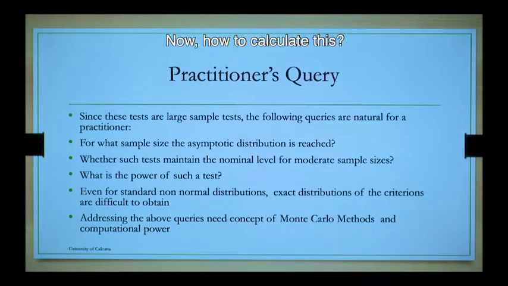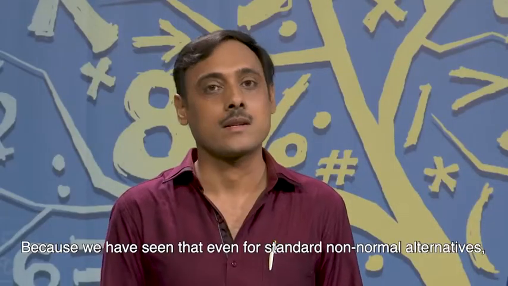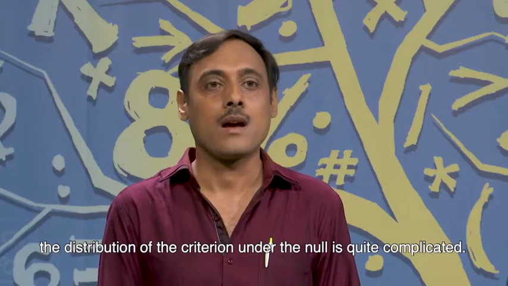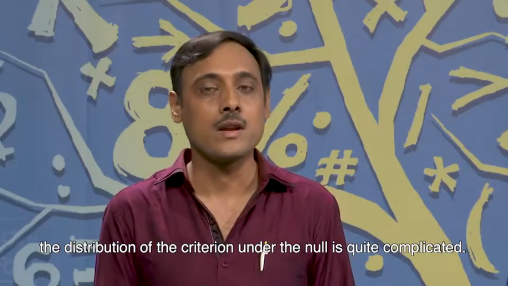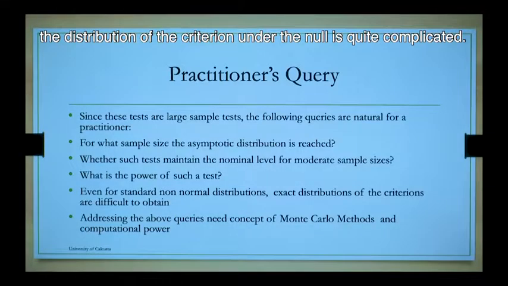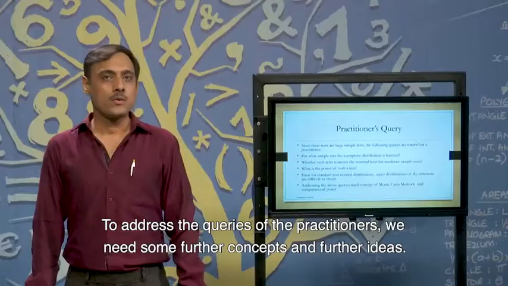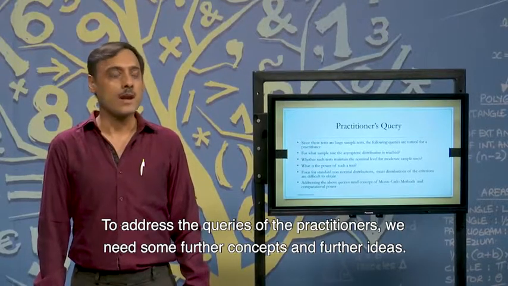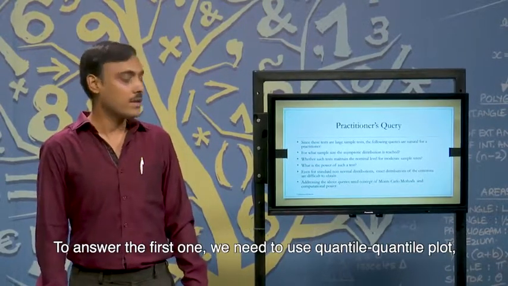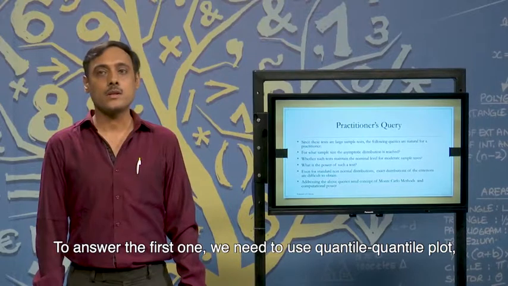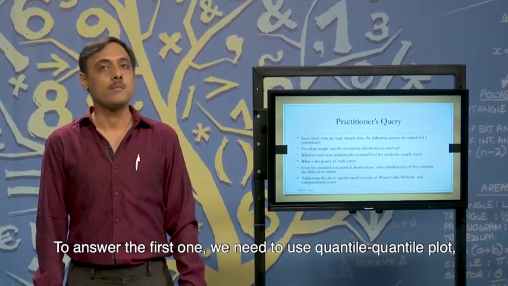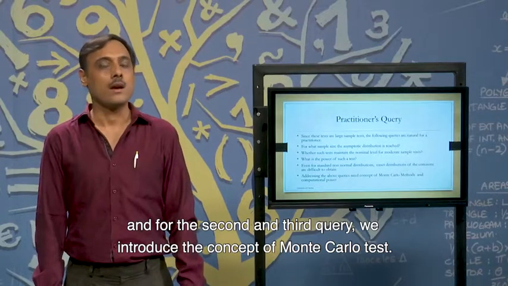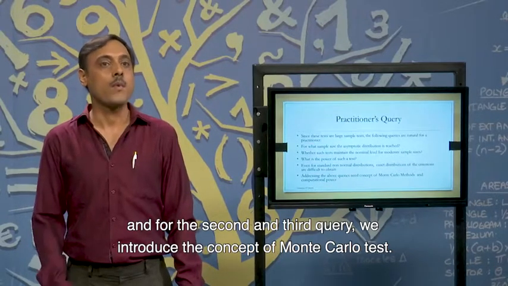Now how to calculate this, because we have seen that even for standard non-normal alternatives, the distribution of the criterion under the null is quite complicated, and to address the queries of practitioners we need some further concepts and further ideas. To answer the first one, we need to use the quantile plot, and for the second and third queries we introduce the concept of Monte Carlo test.